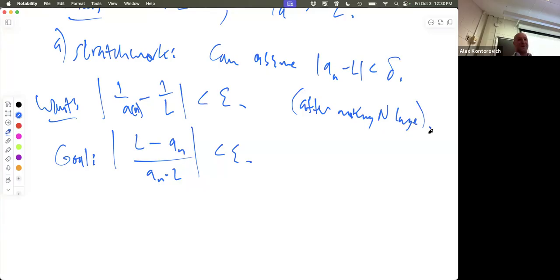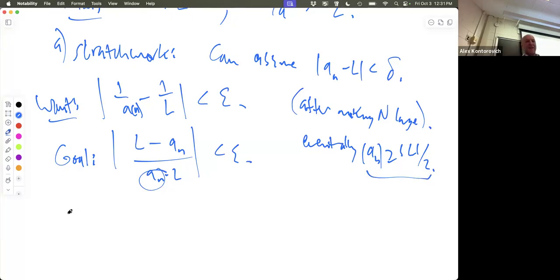John? To try to manipulate AN minus L less than delta to look like 1 over AN minus 1 over L. Yes, exactly. We want to manipulate this. The problem is there's something that's changing with n sitting in here. Suhas? Bound AN by a constant, like maybe L over 2 or something like that. Exactly. We proved last time that eventually the absolute value of AN is at least the absolute value of L over 2. That was our theorem from last time. So after taking n maybe even larger, we can assume this.